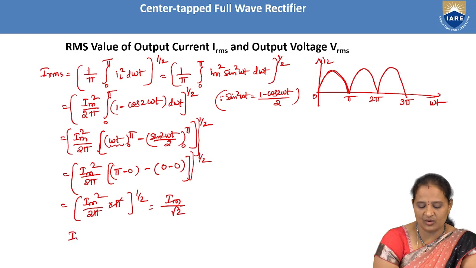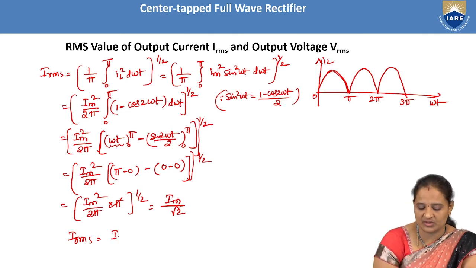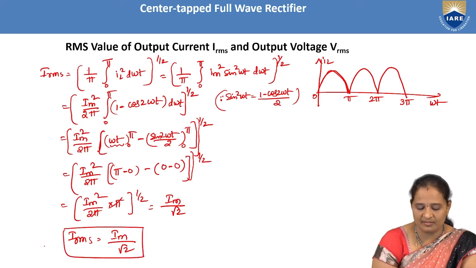So this is the value of IRMS, that is the RMS value of the output current across the load resistor, which represents the AC component present in the output of the rectifier. So IRMS is equal to Im by root 2. So this is the IRMS value.